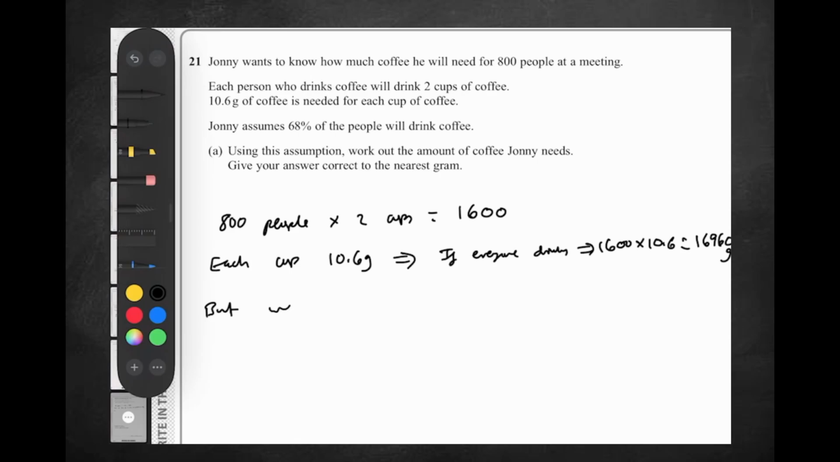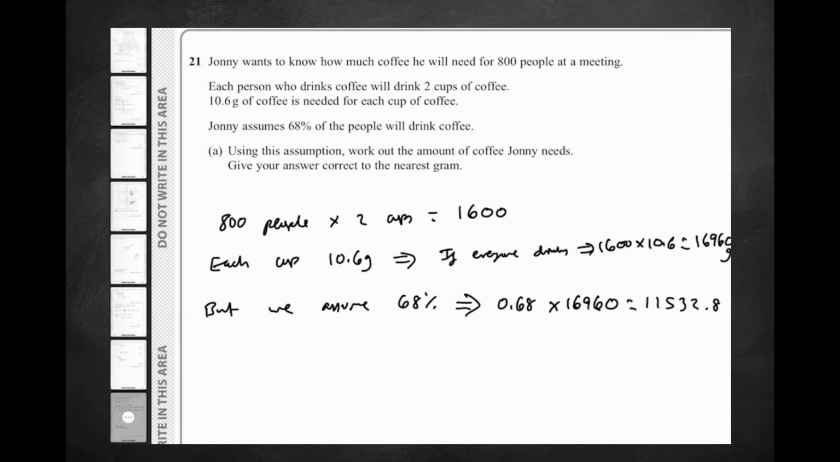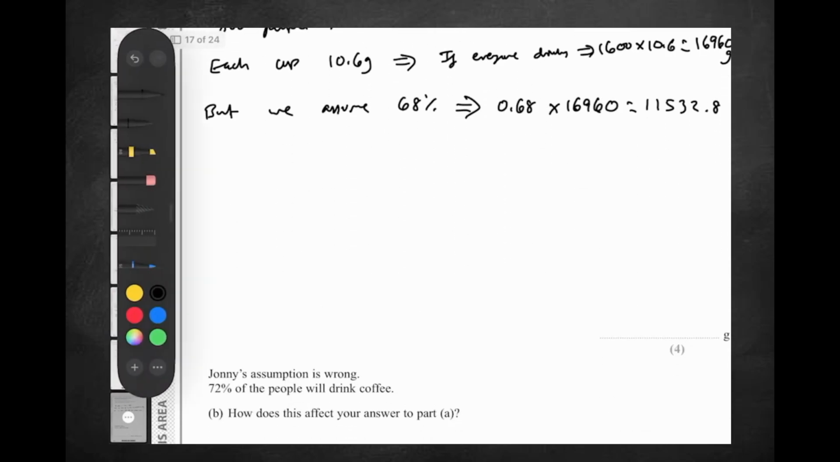But we assume 68%. Therefore, again doing this on my calculator, 0.68 times 16960 is going to give us 11532.8. And the question says, give your answer correct to the nearest gram, which is going to be 11533.